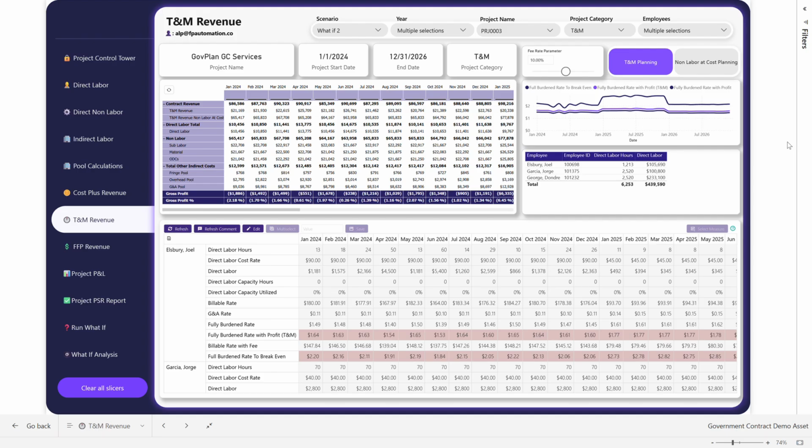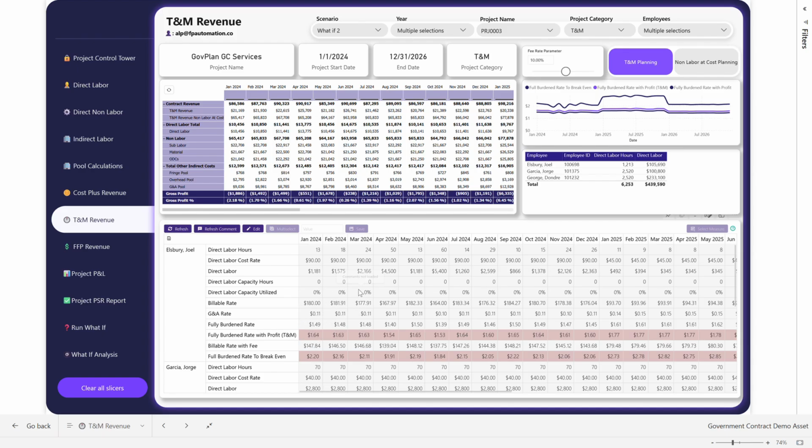In this video, we'll be talking about time and materials and how we are looking at the direct labor cost rate of each individual. So for example, Joelle having a $90 per hour cost rate, so 90 times 13 would be the cost, and this is the direct labor. And then also factoring in what their billable rate should be based on the fully burdened rate. On top of that, we're also going to be talking about the fully burdened rate with profit, which is going to be based on a fee parameter that we'll be able to change, and what the fully burdened rate to break even needs to be in order to be able to charge accordingly on this.